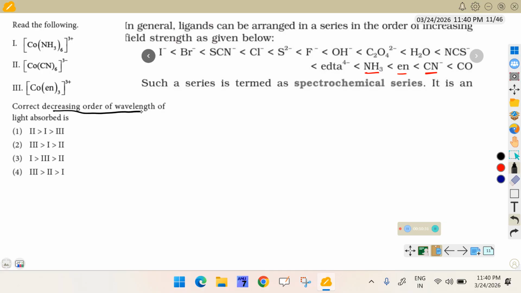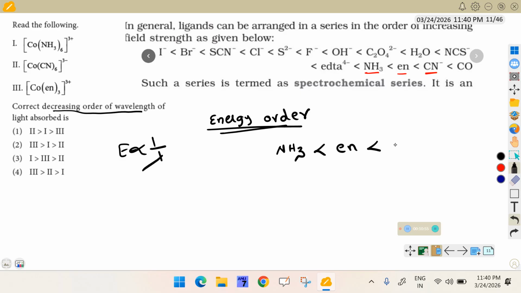Decreasing order of wavelength is the question. Energy is inversely proportional to wavelength. Now, according to the spectrochemical series, energy order: NH3 less than En less than CN minus. NH3, that means 1 less than 3 less than 2.